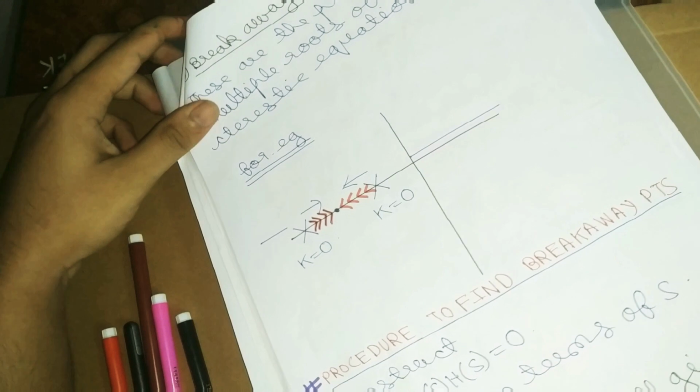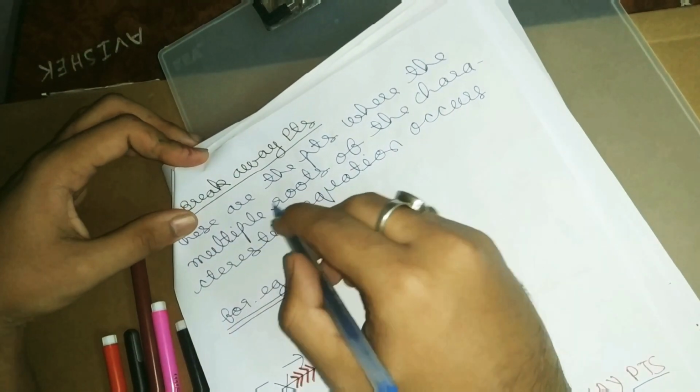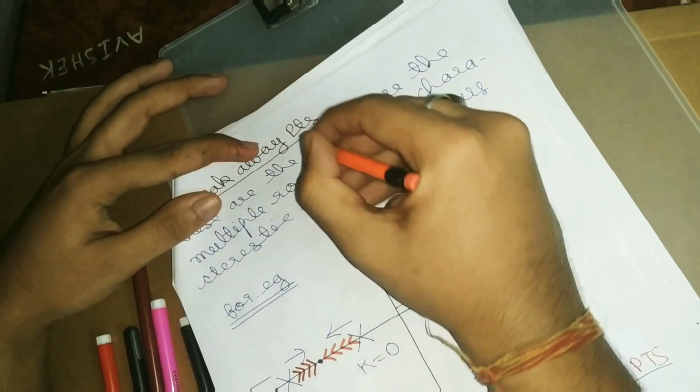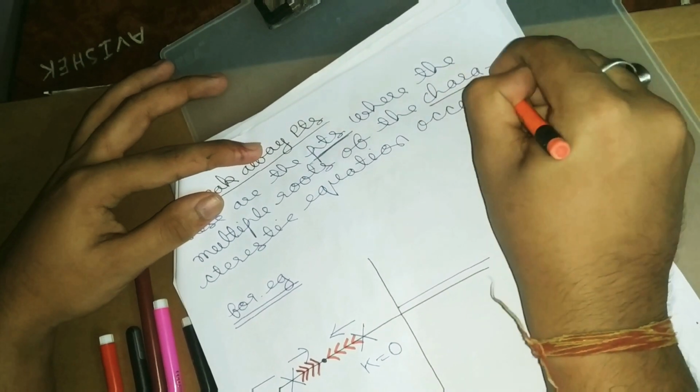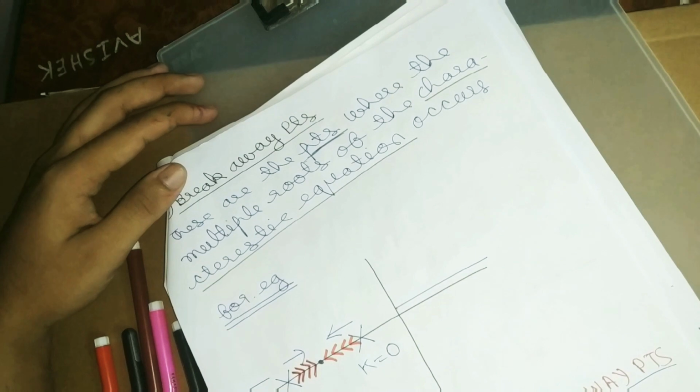Next comes the breakaway point. These are the points where the multiple roots of the characteristic equation occur.